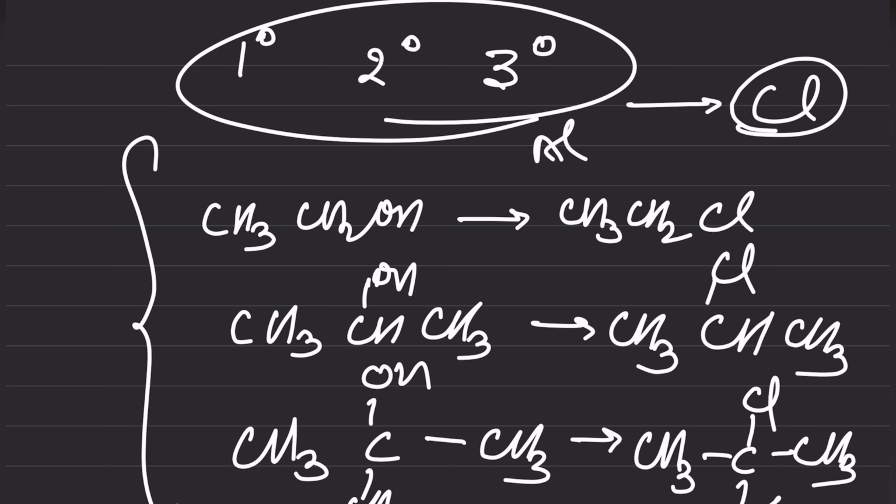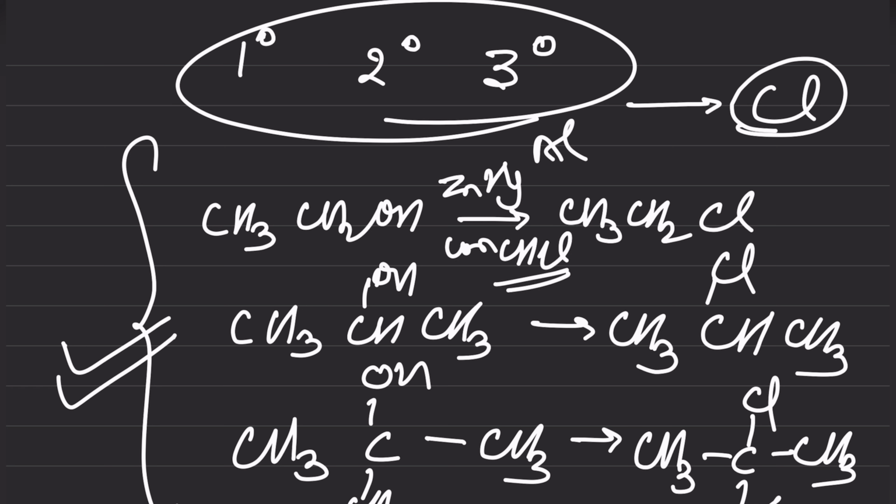These are some of the reactions if we are using Zn-Hg concentrated HCl. These are some of the properties we have to remember: in the reaction with alcohols, in place of OH, Cl will be added.